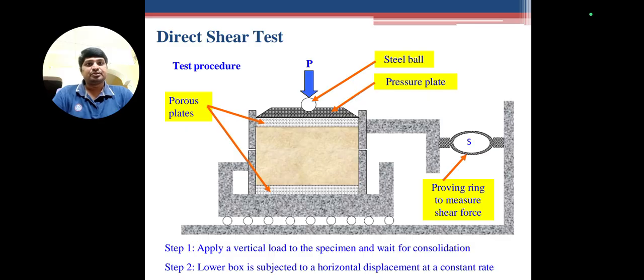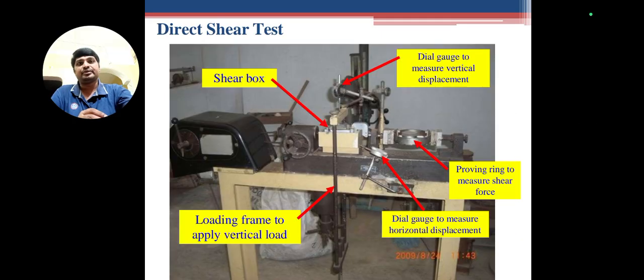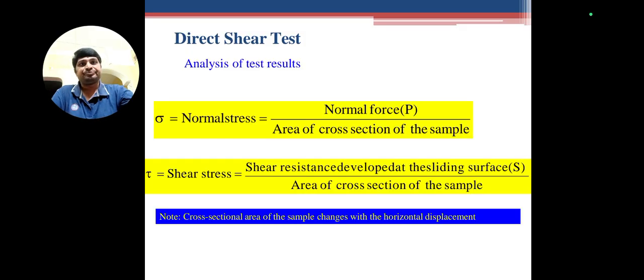So here, in step 1 we apply a vertical load to the specimen and wait for consolidation. Step 2: the lower box is subjected to horizontal displacement at a constant rate. Whenever we apply the load, the lower box slides slowly and gradually, and we observe how the shear occurs, so that we can find the shear strength. How much shear it resists, we find out using the direct shear test. Here the formula: sigma equals the normal stress, that is the normal force divided by the cross-sectional area of the sample, and tau equals the shear stress, the shear resistance developed by the sliding surface divided by the cross-sectional area of the sample.